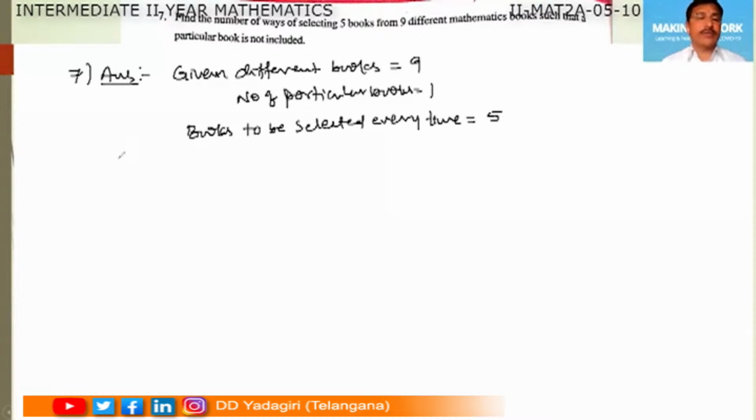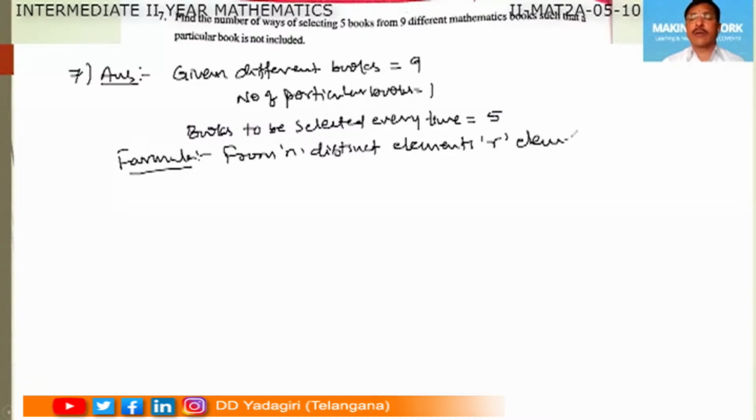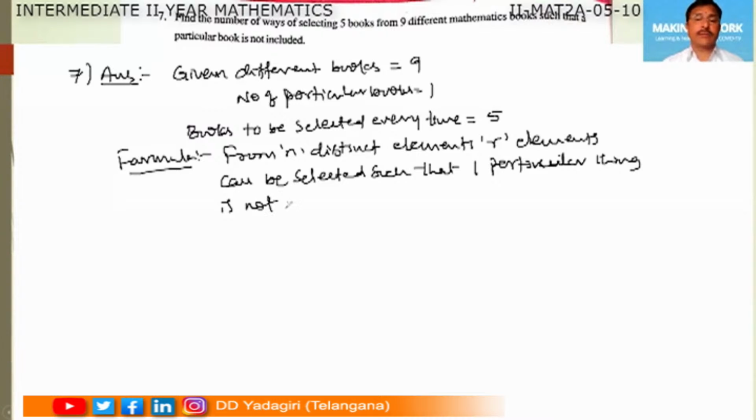So we have the formula related to this. From n distinct elements, r elements can be selected such that one particular thing is not included in any selection.